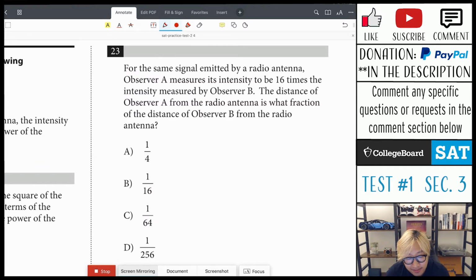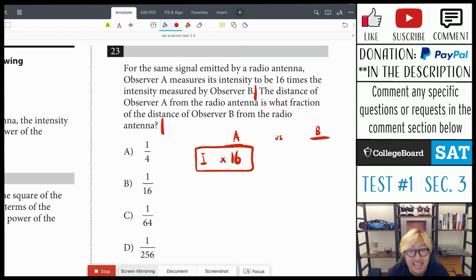Number 23. For the same signal emitted by a radio antenna, observer A measures its intensity to be 16 times the intensity measured by observer B. So A has 16 times more intensity than B. The distance of observer A from the radio antenna is what fraction of the distance of observer B from the radio antenna? So basically that times 16 on the intensity mainly came from the difference in the distance, is what they're saying. So we want to compare that distance.